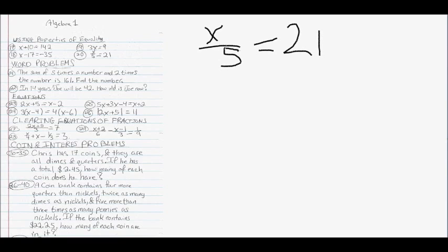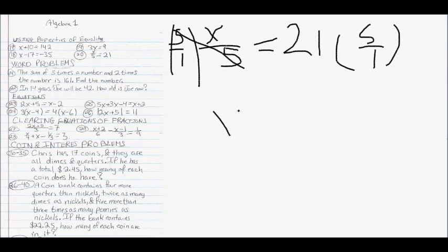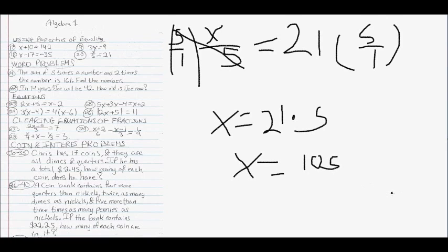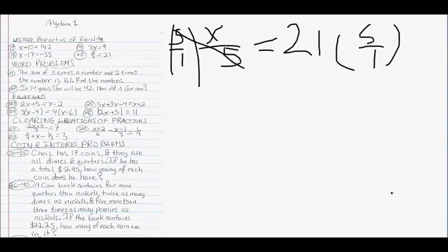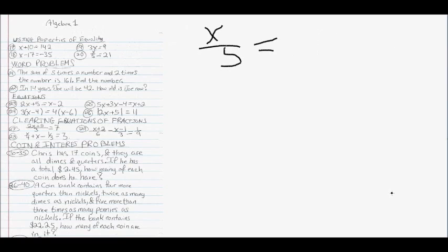We have x over 5 equals 21. So what's the reciprocal of x over 5? 5 over 1. What we do on this side, we must do to the other side. Let's cross cancel. x equals 21 times 5. Once we solve it, x equals 105. All right, not hard. Next is another word problem. Oh well, let's do number 24 together.